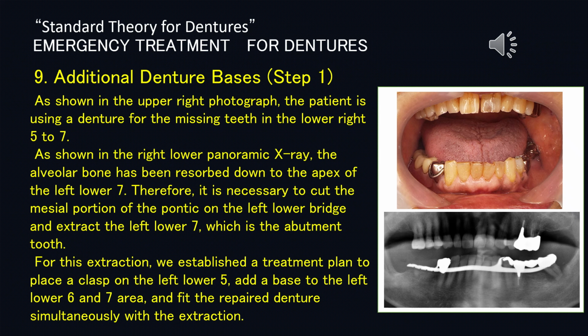Therefore, it is necessary to cut the mesial portion of the pontic on the left lower bridge and extract the left lower 7, which is the abutment tooth. For this extraction, we established a treatment plan to place a clasp on the left lower 5, add a base to the left lower 6 and 7 area, and fit the repaired denture simultaneously with the extraction.